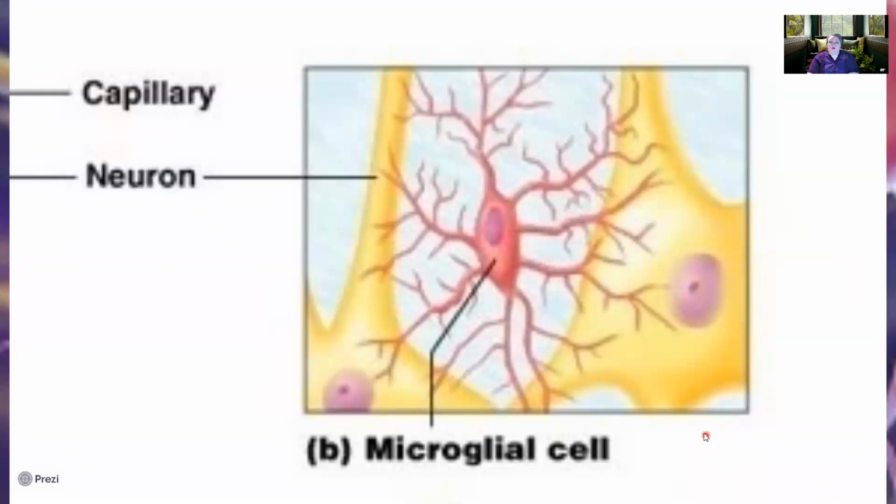So here's that part of the diagram that shows microglial cells blown up. As you can see here, they're smaller than astrocytes, but they're connected kind of in the same way to those adjacent neurons.